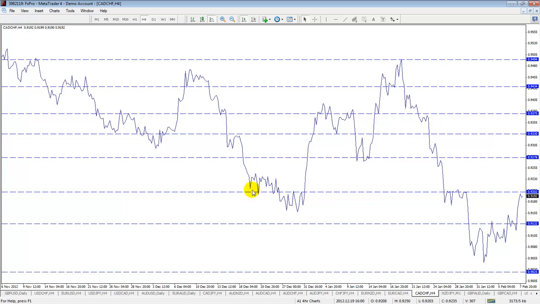And see what I'm doing here is I'm drawing levels that were support and resistance and support, right?